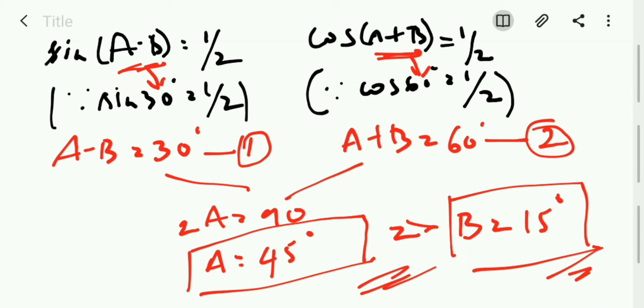Now let us solve some more problems. Let us solve another problem, which is a very simple problem.